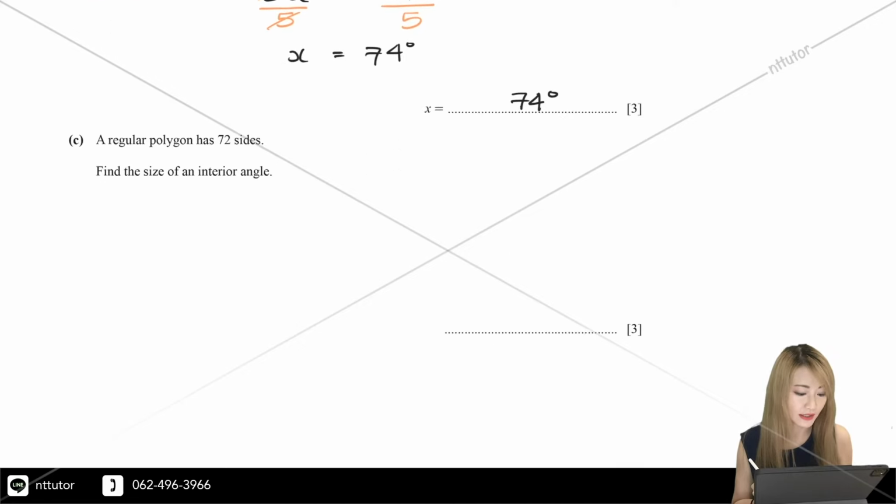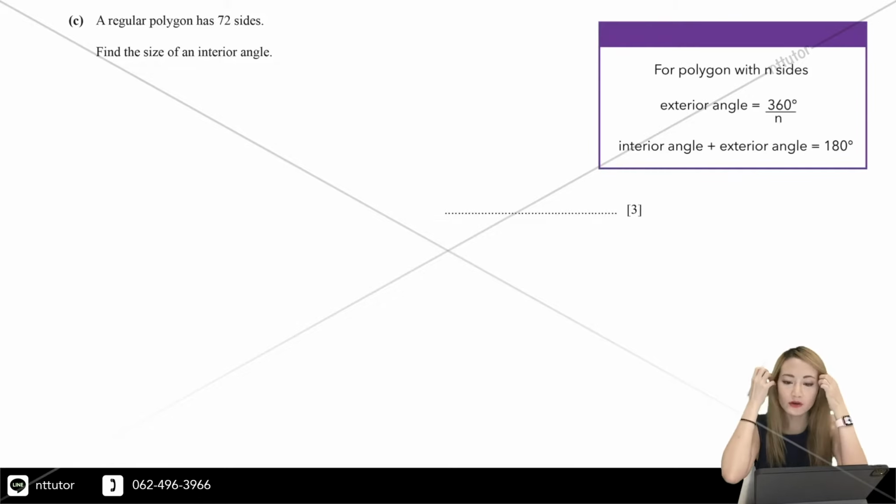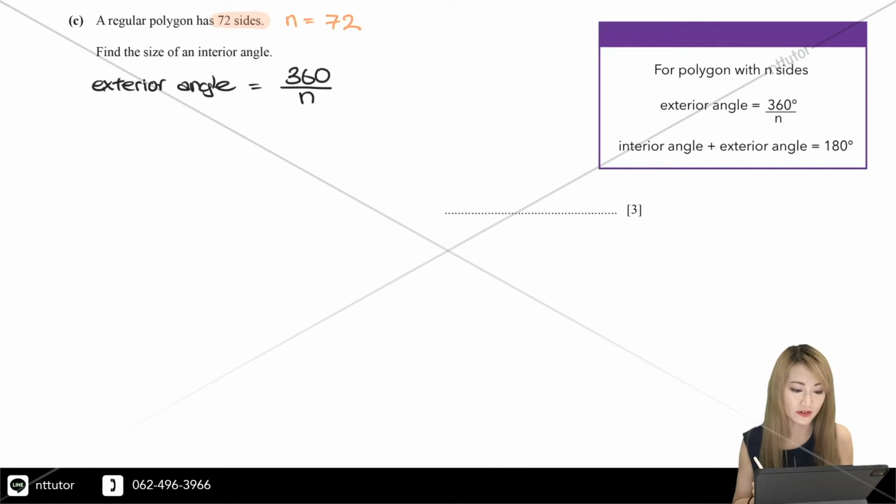C. A regular polygon has 72 sides. Find the size of an interior angle. For a regular polygon with n sides, we know that the size of any exterior angle is equal to 360 divided by n, the number of sides, and the interior angle plus the exterior angle must equal 180. So if it has 72 sides, n equals 72. So the exterior angle must equal 360 divided by n. So 360 divided by 72 equals 5 degrees.